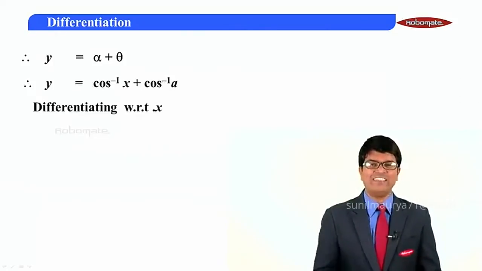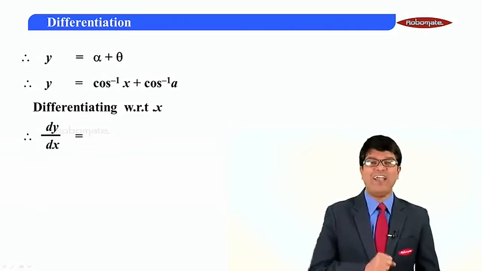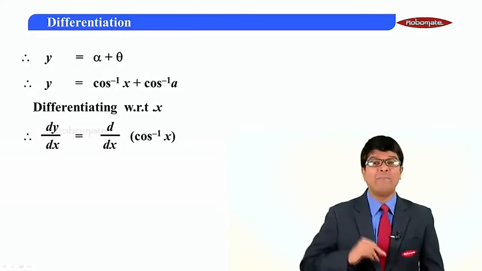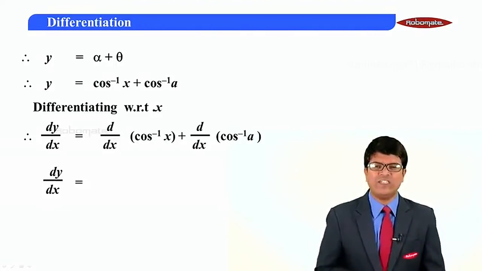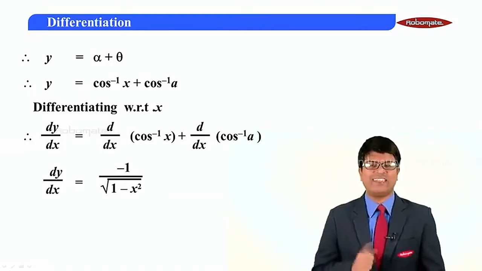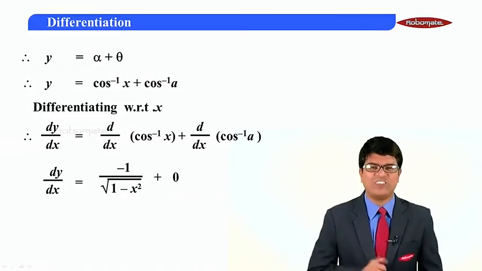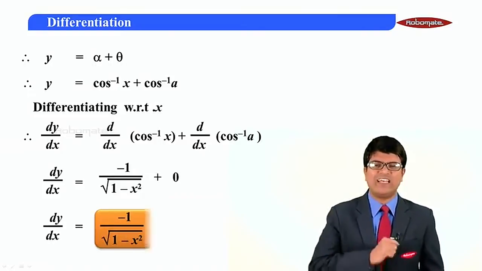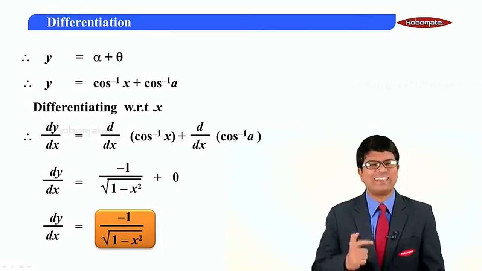Differentiate with respect to x. So dy by dx is dy by dx of cos inverse x plus dy by dx of cos inverse a. What is the derivative of cos inverse x? Minus 1 upon root of 1 minus x square. What is the derivative of cos inverse a? A is a constant, so 0. So dy by dx is nothing but minus 1 upon root of 1 minus x square.